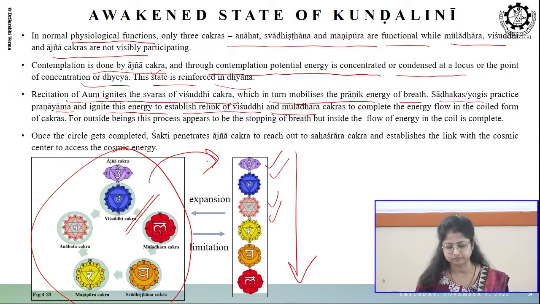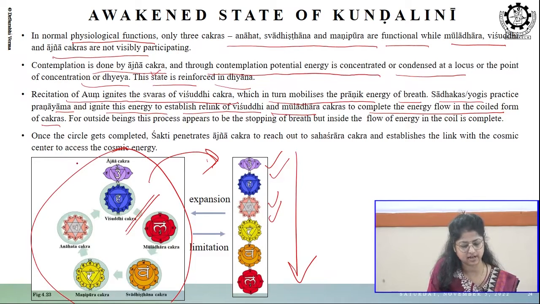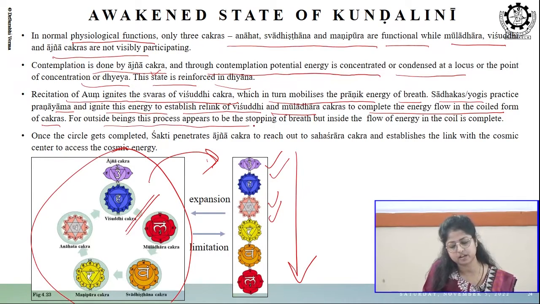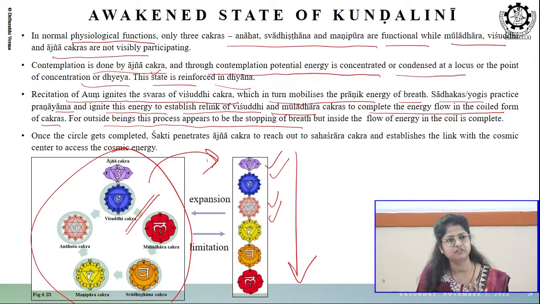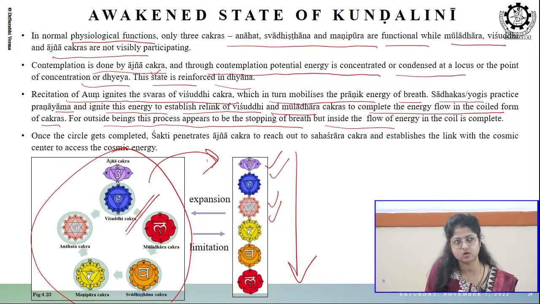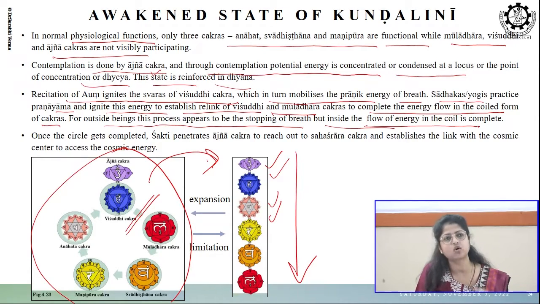For that purpose, here we are going to understand the mechanism which is available within us in order to rejoin this link, or complete this coil. When we try to establish the re-link of Viśuddhi and Mūlādhāra chakra to complete the energy flow in the coiled form of chakras, for outside beings this process appears to be the stopping of breath. For a few moments you will feel like the yogis or the sadhakas are not breathing, because there will be no pulsation and no heartbeat. You won't be able to identify that. But inside, the coil will be completed, and that is why the energy flow in the coil is complete.